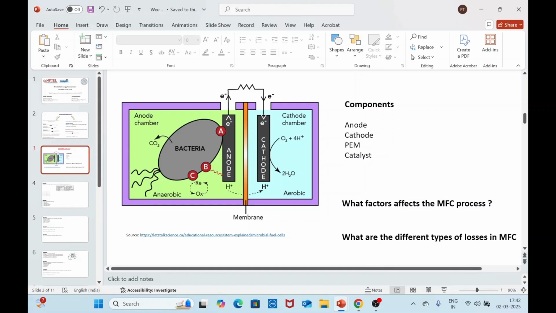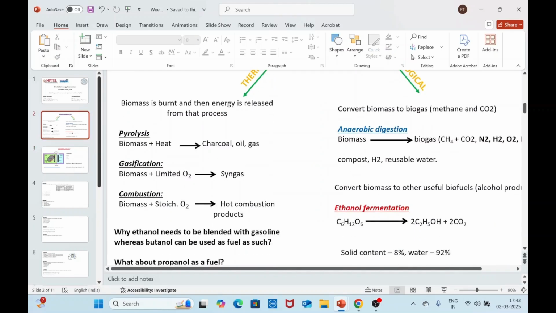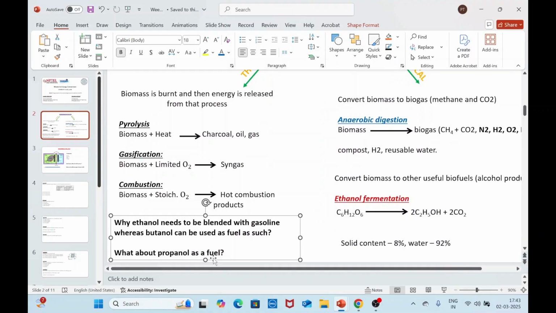So propanol is used in the Indian oil. That's the reason I'm going to give it as a question here for everyone, to look up what is the use of propanol, or what are the prospects of propanol as a fuel, as an energy fuel. So let's discuss about this.